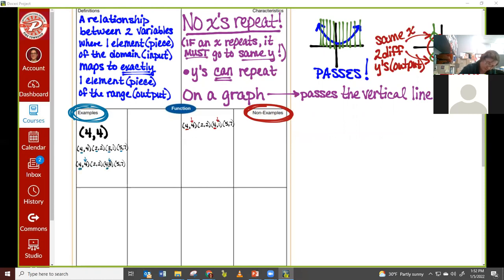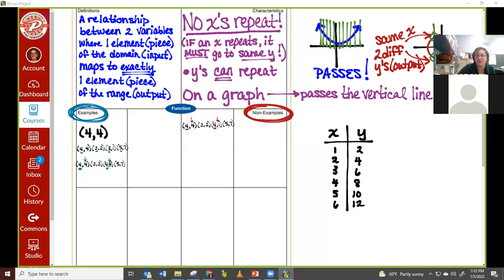Beautiful. Okay, I'm going to get that table up. So there was an XY table that was given. And we're going to decide whether it is a function or not a function. So down the X side, we have 1, 2, 3, 4, 5, 6. And down the Y side, we have 2, 4, 6, 8, 10, and 12.